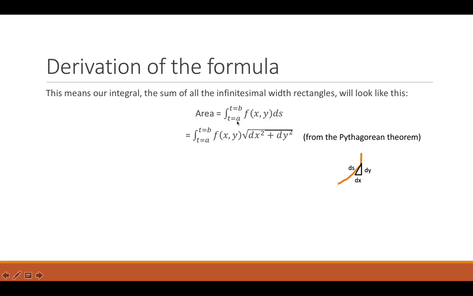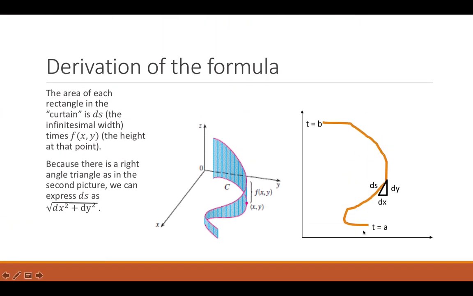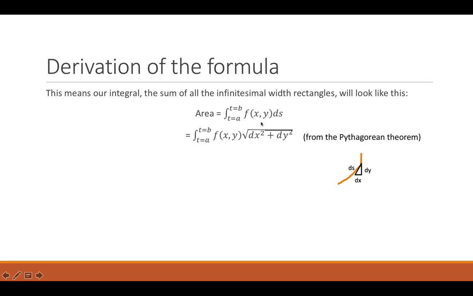The area is the integral from t equals a, endpoint number 1, to t equals b, endpoint number 2. So yeah, the area is the integral from t equals a to t equals b of f of xy times ds. That's the same as the integral from t equals a to t equals b of f of xy times the square root of dx squared plus dy squared. That's from the Pythagorean theorem, right?